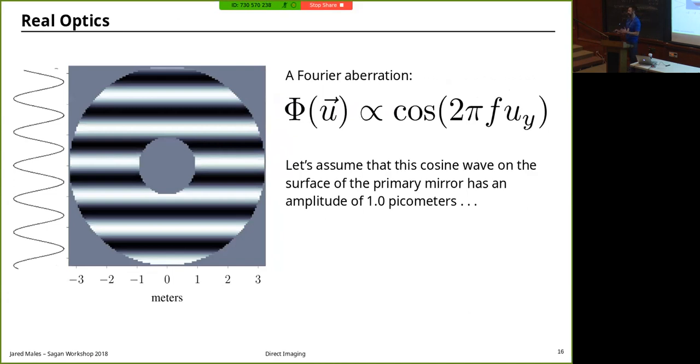So imagine that on that primary mirror, there's a polishing error. This is just because manufacturing never works as well as you want it to. And that polishing error, for the sake of argument, is this contrived cosine wave across the telescope. And in this example, we're going to call this 1 picometer semi-amplitude. So it's going up and down by 2 picometers peak to valley.